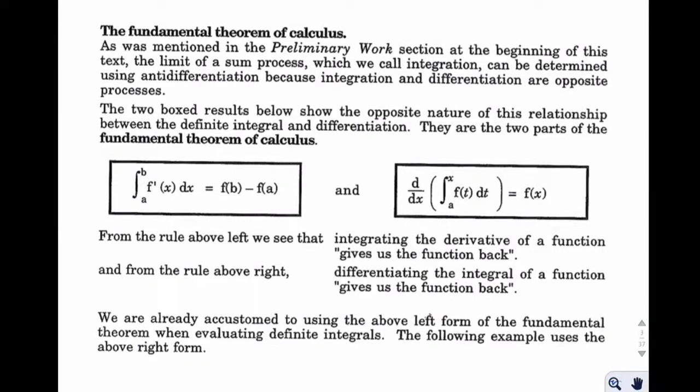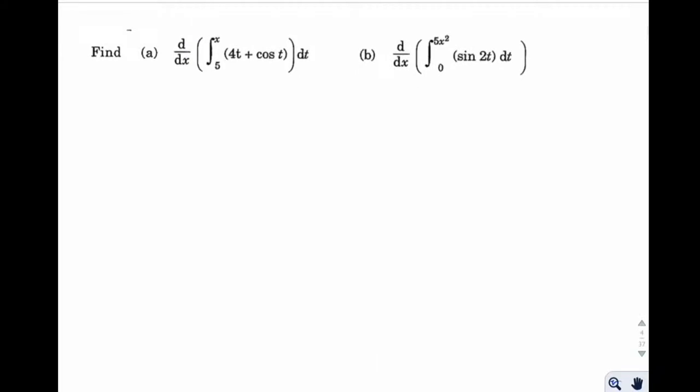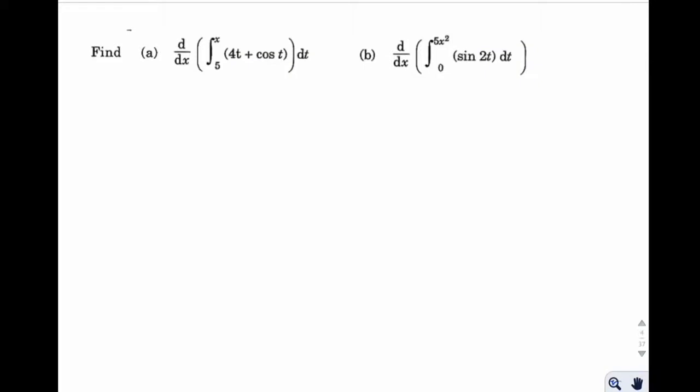This video is going to focus on a few examples of using the fundamental theorem of calculus, which you've seen from the previous video, and that beautiful connection between differentiation and integration that it gives us. So let's look at some specific examples here. We want to find the derivative with respect to x of this function here.